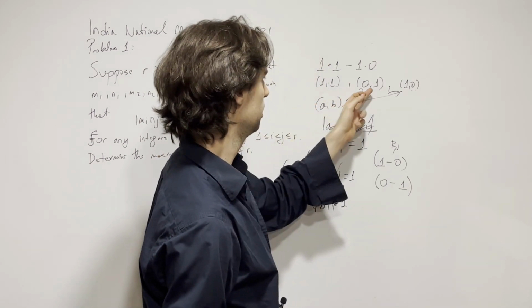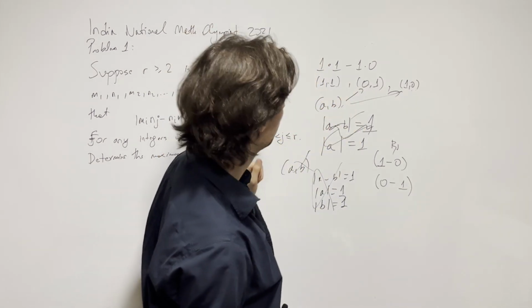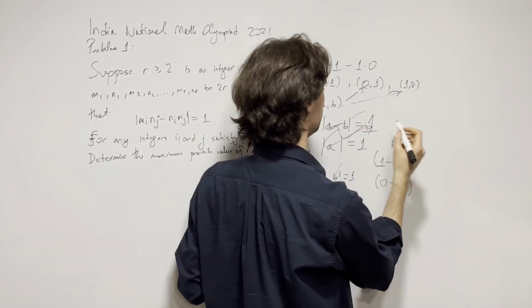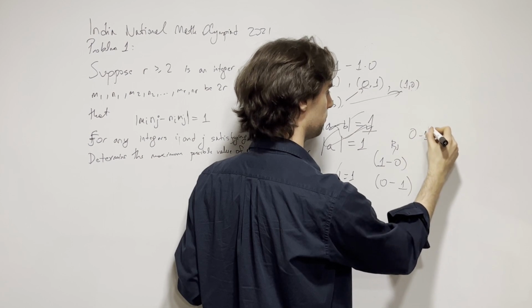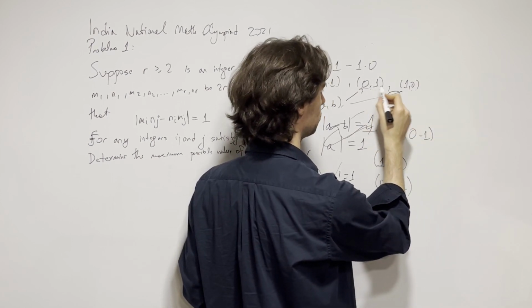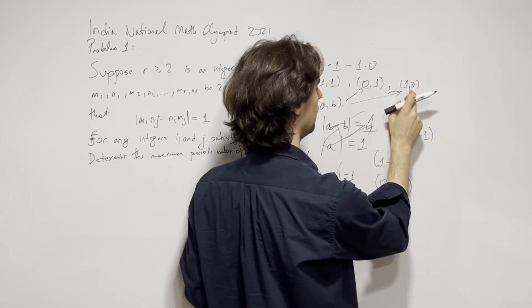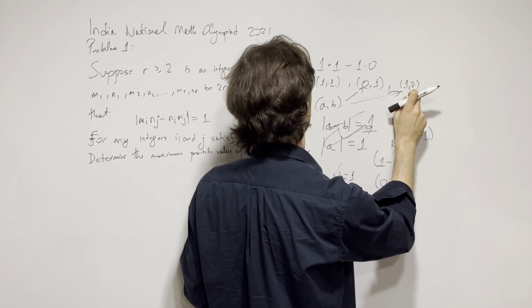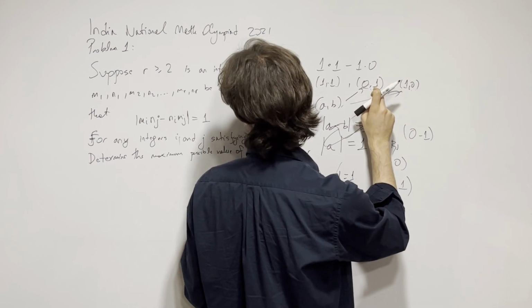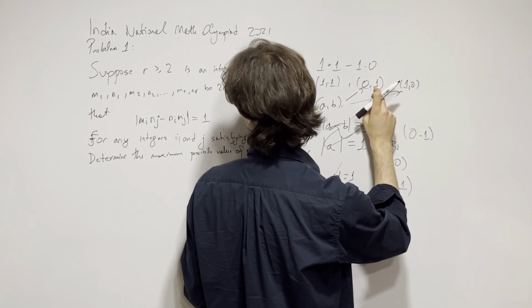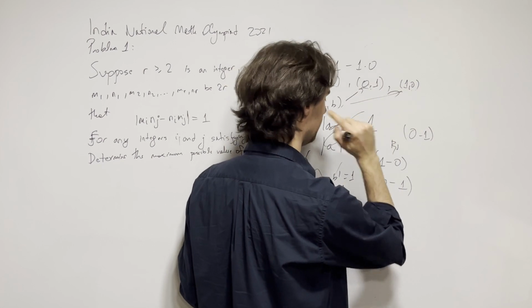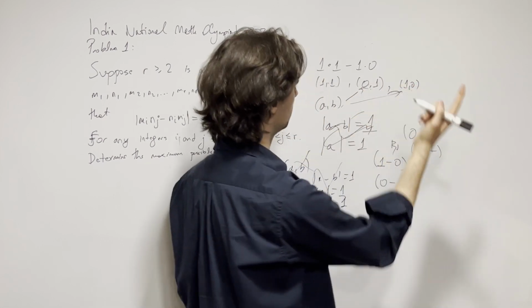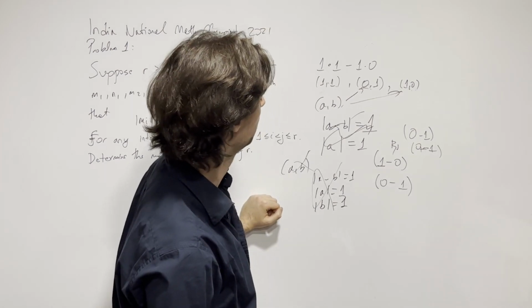If I combine this one and this one, M is going to be 0, so I'll get a 0 minus 1. If I combine this one and this one, I'll get Mi, Nj, Ni, Mj. I'll get a 0 minus 1 again, because there's a 0 minus 1 here.